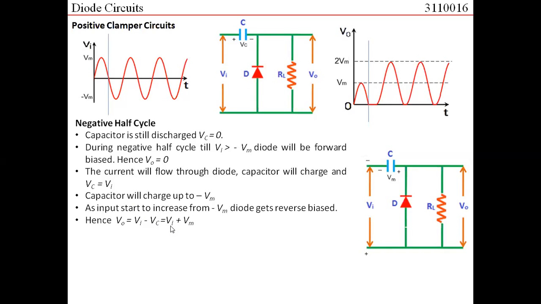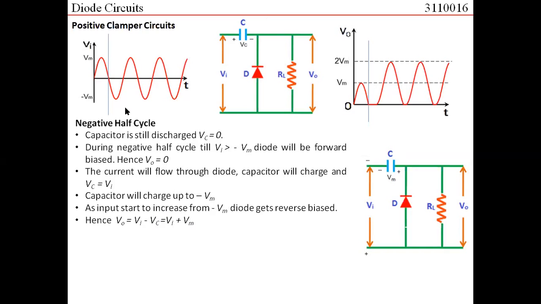So the output voltage would become input voltage plus Vm. Mind well, how do we get this plus here? Because the polarity of Vc that we have assumed here, and the way in which that capacitor charges, gives us Vc is equal to minus Vm. So if I put minus Vm here, it would be Vi, input voltage, plus Vm.